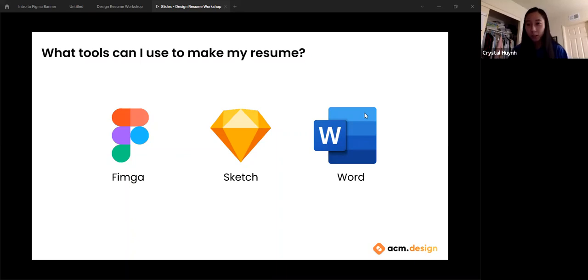Okay, so now that we've gotten through all that content, especially if you're starting out, how can I make a resume, or what tools can I use? All of these software options are fair game. I misspelled Figma. I'll fix that on these slides before we send it out. But feel free to use Figma.